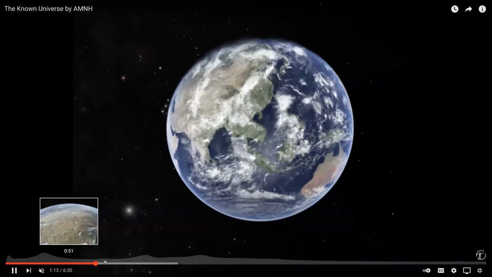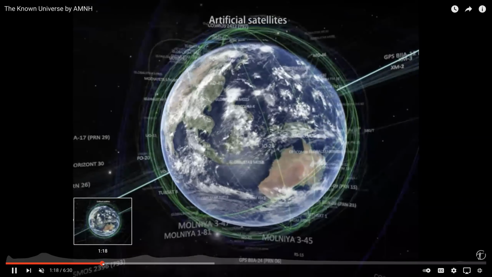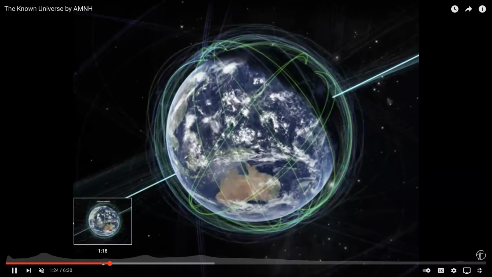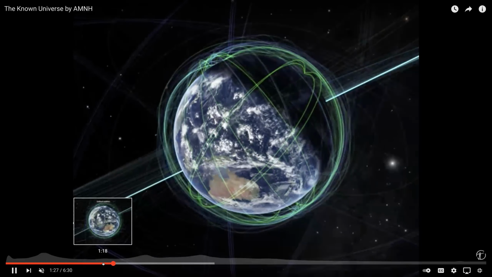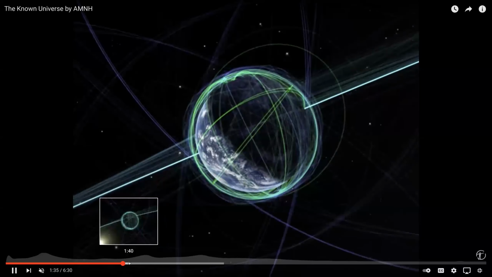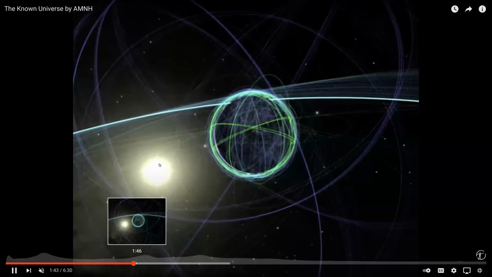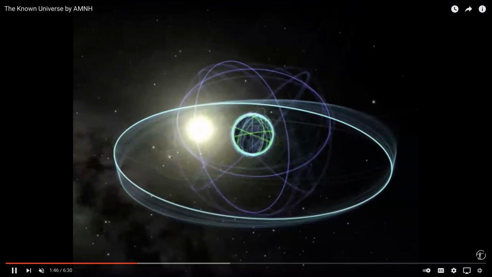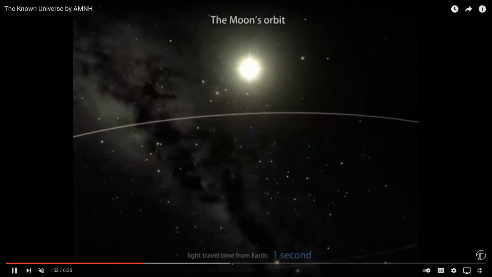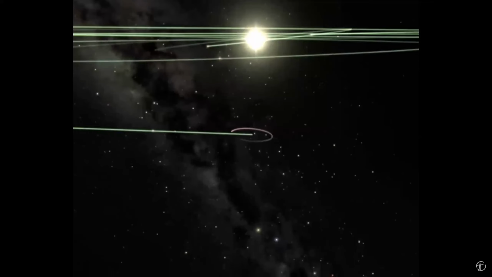And so this is our own Earth. If you look at the Earth, there are a lot of artificial satellites around it now. So this is how it looks. But when you go to the next level of scale, you will see our Earth is actually very small in the universe. You can see the sun on the left-hand side. And when you go to the next scale, this is like one light-second of travel, and you can see the moon's orbit.